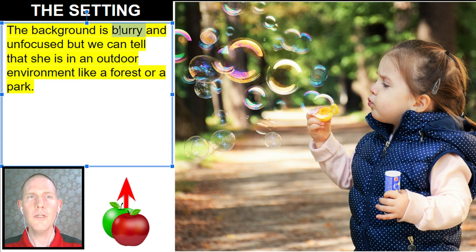All right, blurry and unfocused means that it's not clear, right? So if we try to see the trees that are behind her, we can tell that they're trees, but they're not focused, right? They're blurry and they're unfocused. Okay?